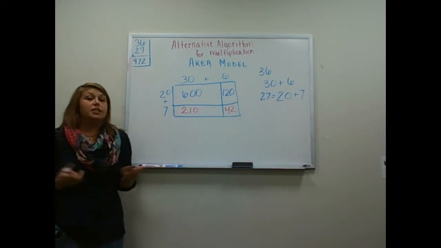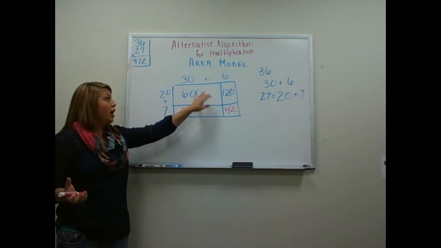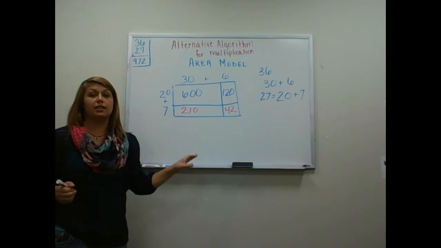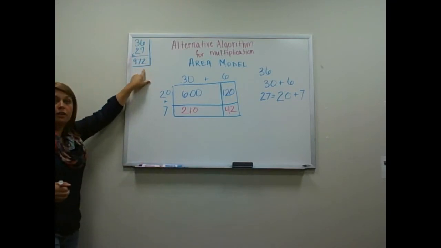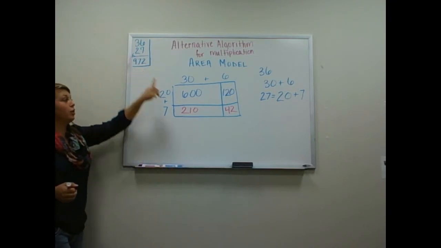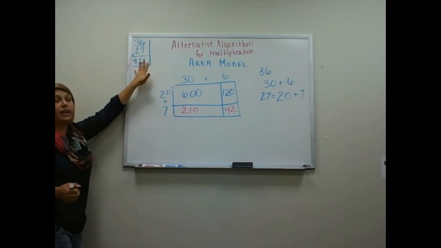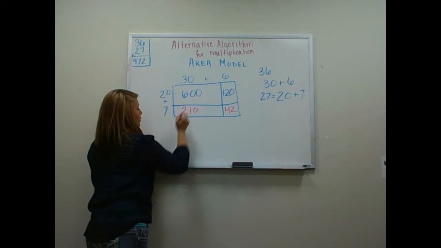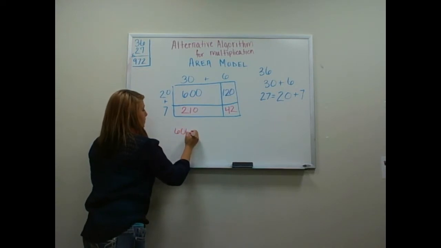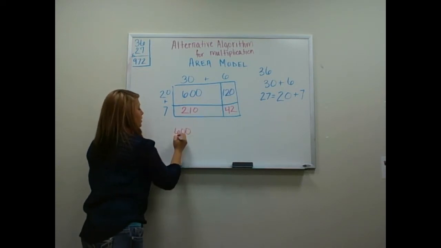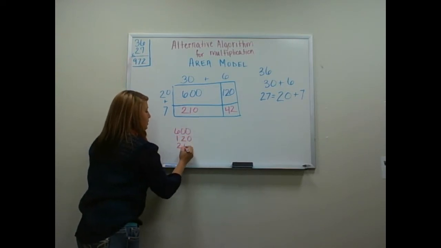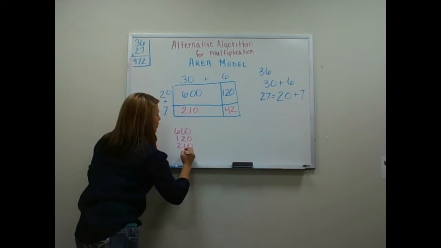So now we just need to add all of our numbers together, and we will know the area of our entire rectangle. And we are going to see if, as previously, our number 972, if all these numbers equal 972. So we have 600 plus 120 plus 210 plus 42.